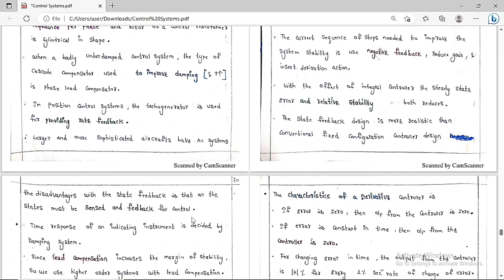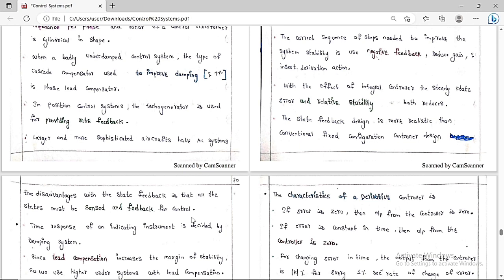So finally I can say there are two methods for designing the controller, which are the state feedback design as well as the conventional fixed configuration. Out of this, state feedback design is more realistic when compared to conventional fixed configuration.